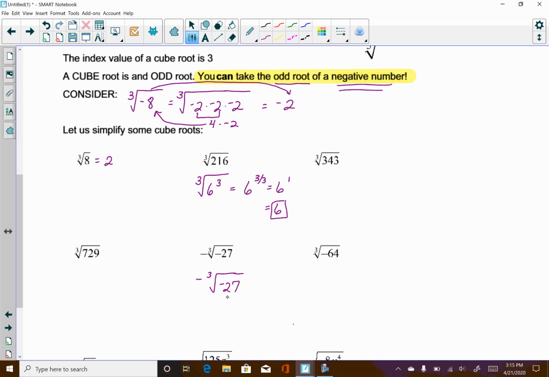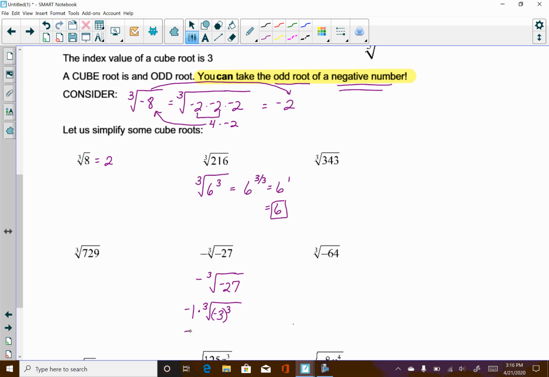So I can take the cube root of a negative number. Remember, this negative on the outside is like -1 times this value, or the opposite of. So maybe it's easier just to think of it as -1 times the cube root. What can I multiply times itself 3 times to get 27? 3 times 3 is 9, 9 times 3 is 27. So 3 cubed would give me +27, but since I want a -27, it would be -3 cubed.